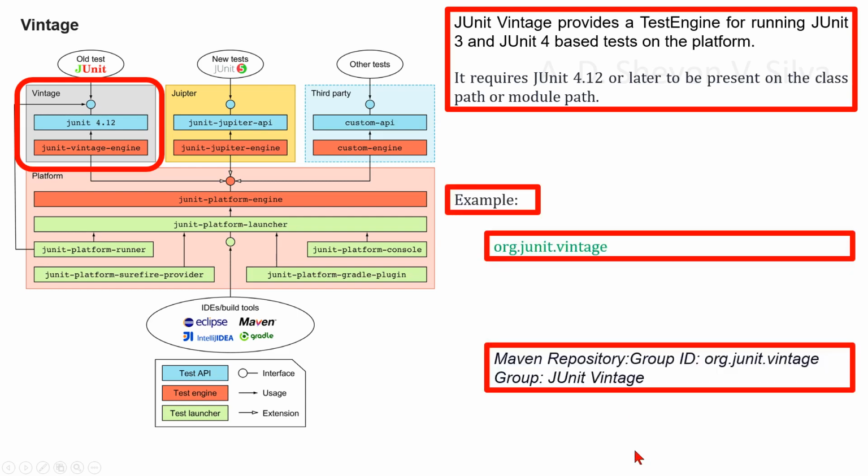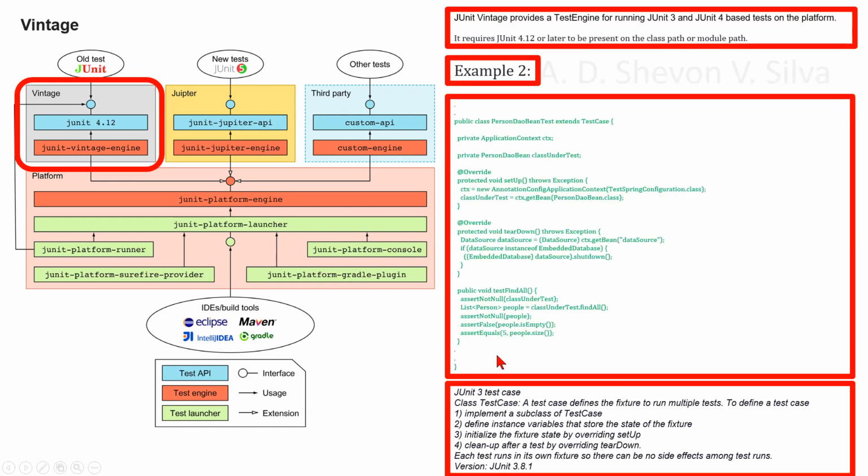As an example, we can consider org.junit.vintage. It's in the Maven repository. It's the group ID here, org.junit.vintage. It's in the group JUnit Vintage. The group description is JUnit Vintage. Here you can see JUnit 3 TestCase.